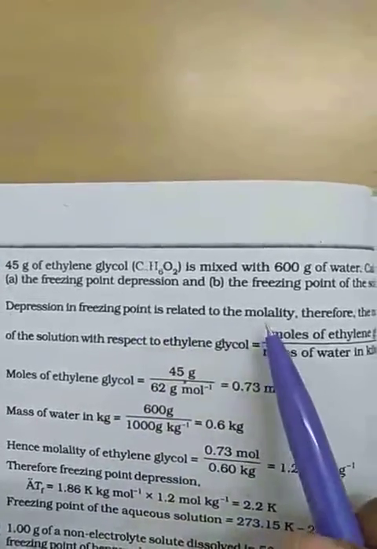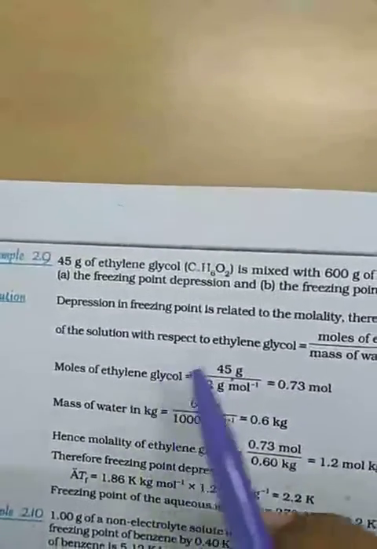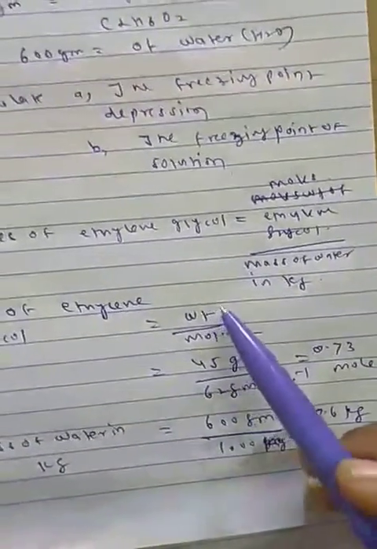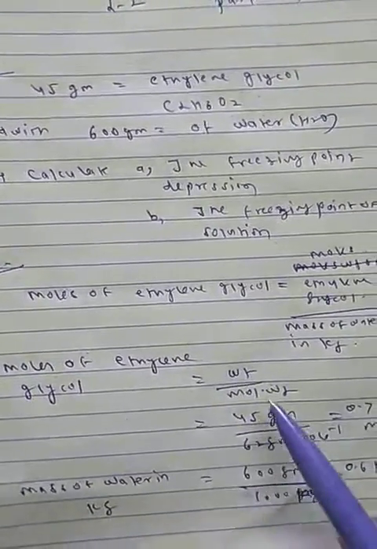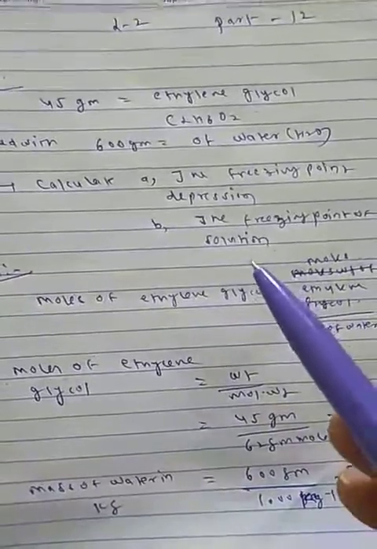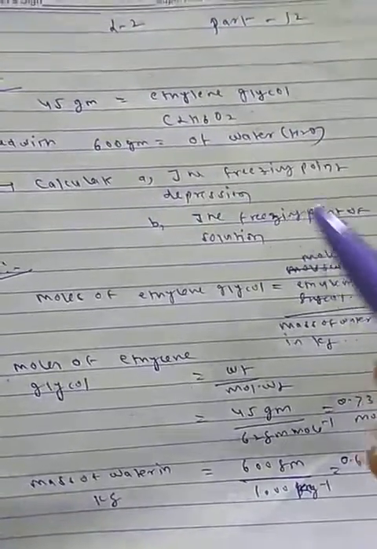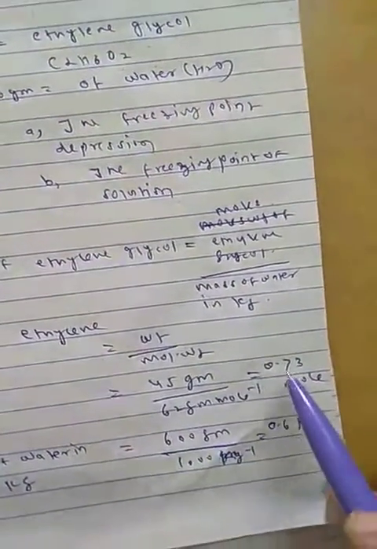Depression in freezing point is related to molality. Therefore, the molality of the solution with respect to ethylene glycol is equal to moles of ethylene glycol upon mass of water in kilograms. This is the formula. So for this we have to find the moles of ethylene glycol. For moles of ethylene glycol, what to do? Weight upon molecular weight. Weight is given, 45 gram. And the molecular weight of ethylene glycol you have to calculate: carbon 12 multiplied by 2, hydrogen 6, plus oxygen 2 times 16 is 32. So total is 62 gram. So 45 gram is given, 62 gram is the molecular weight. So the number of moles is 0.73 moles.